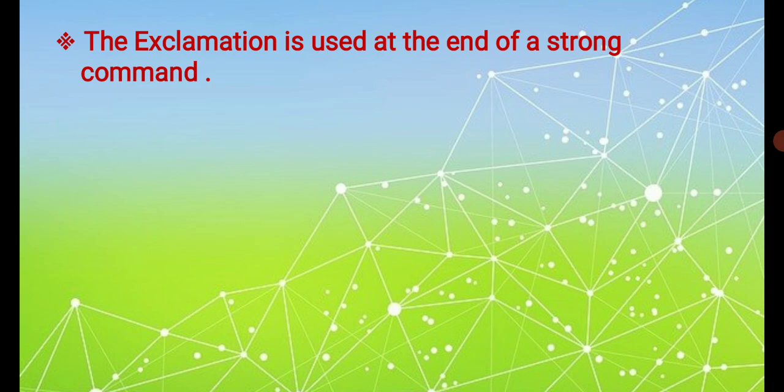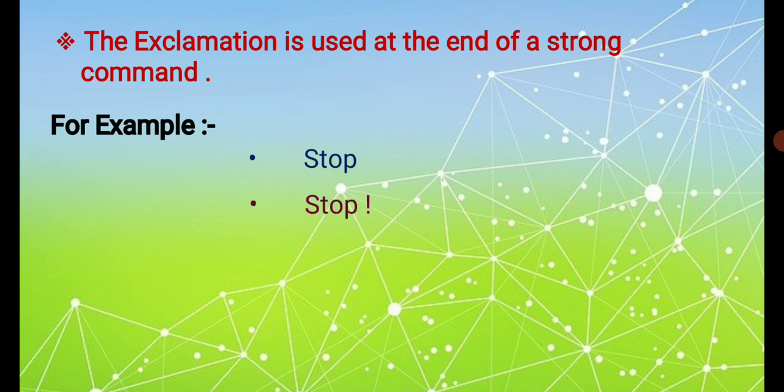Then the next use is that the exclamation mark is used at the end of a strong command. What does a strong command mean? It is a very short sentence, such as shut up, stop, don't do this, keep quiet. After these types of short sentences and phrases we will use the exclamation mark. Here I have given a very short example: stop. It warns you, and you can stop anyone else by raising your voice, right?